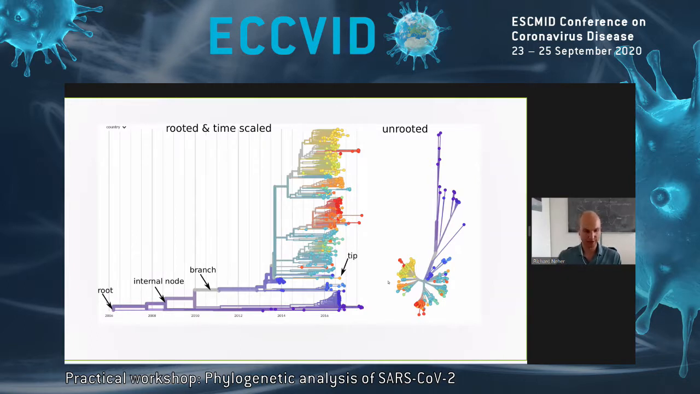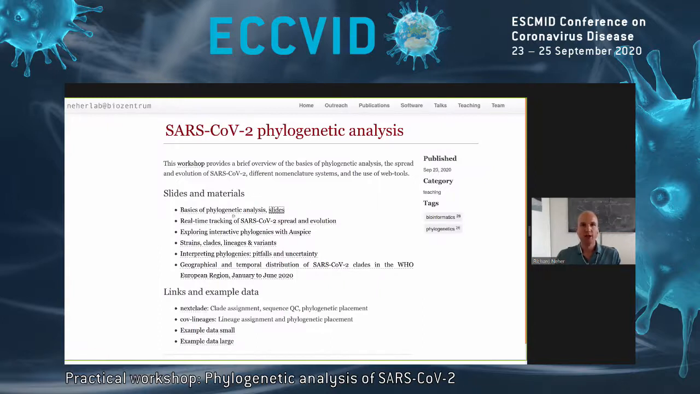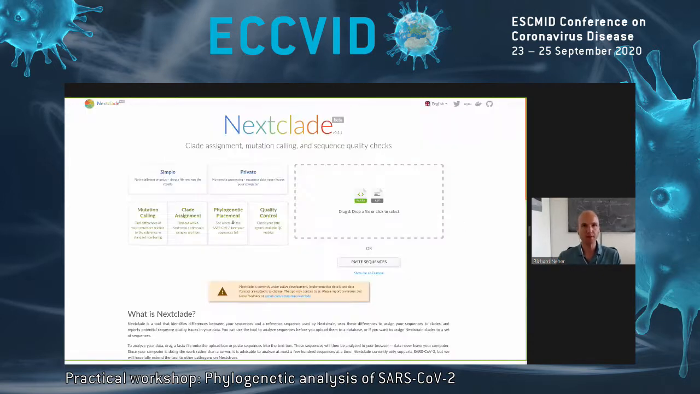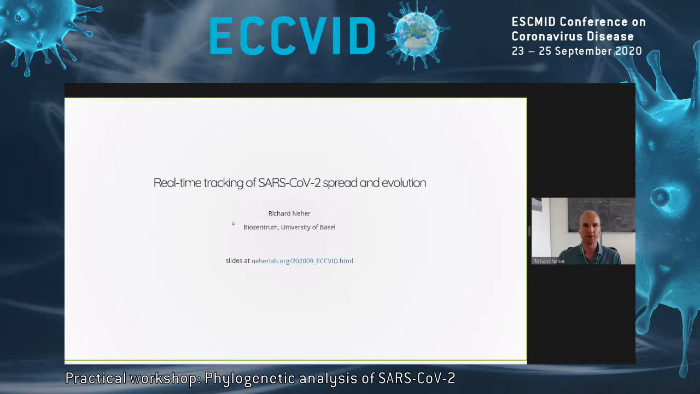Good. So that was the first little bit on the very basics of phylogenetics and molecular epidemiology. What I want to do in the next few minutes is recap, in very, very broad strokes, the evolution and spread of SARS-CoV-2 over the past few months, and then hand over to Emma. So that is the next presentation that we prepared.